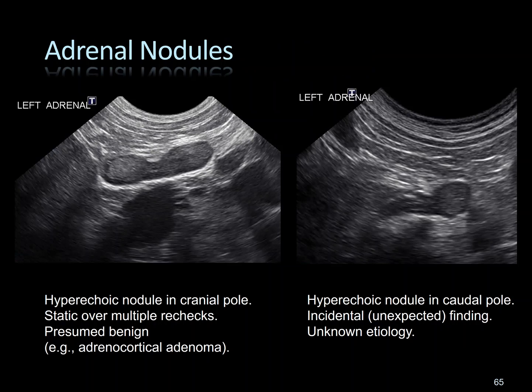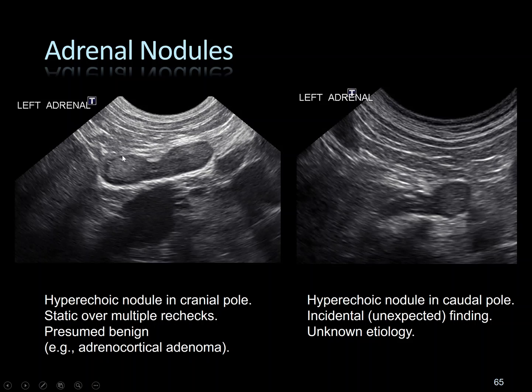So what do we do when we find an incidental nodule? Well, you can sample it, but that's not what a lot of people want to do because you don't want to make pheochromocytoma angry. So a lot of times we just recheck in some number of months. And that's what we did in this case on the left.